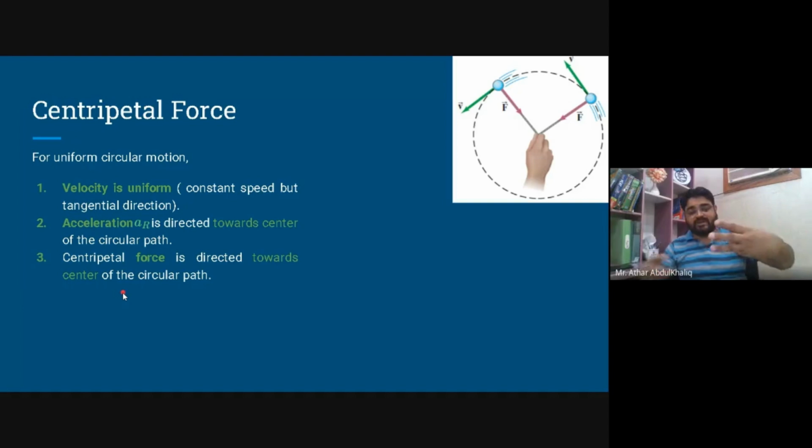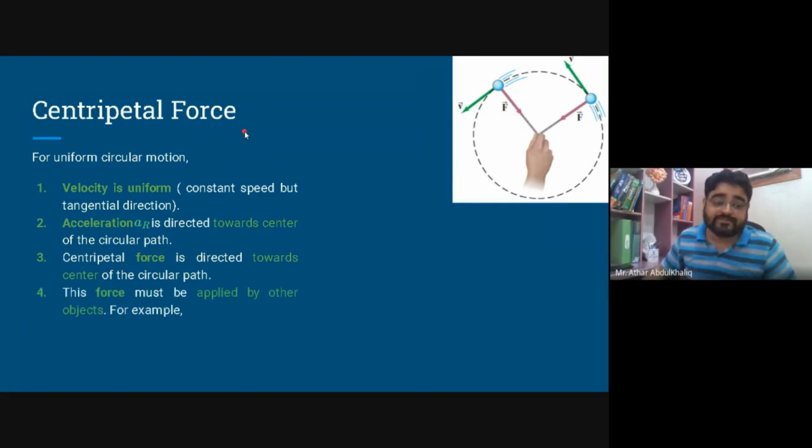These three points are very important for circular motion. For circular motion, velocity is tangential. Acceleration is toward the center. Force is toward the center. The fourth point is also very important: the force must be applied by another object. What does it mean? I will give you one example.